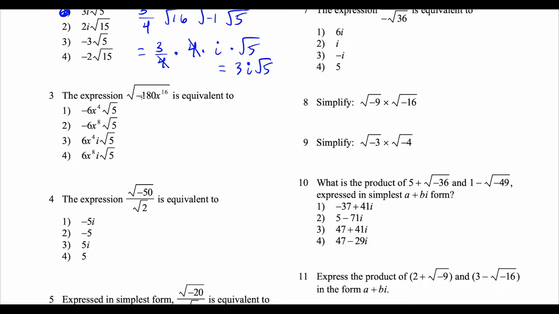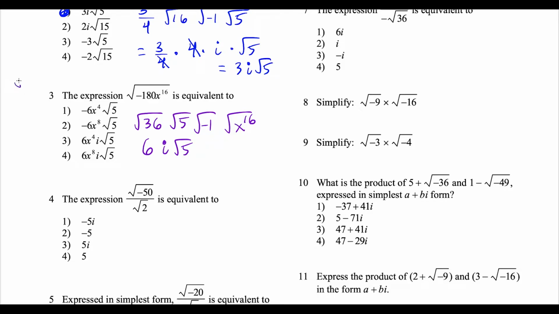Looking at this expression, we have the square root of -180x to the 16. For this question, I would break this down, first starting with 180. That's 36 times 5, and 36 is the biggest perfect square factor of 180. Then we have the -1, and the square root of x to the 16. So now we start simplifying this. The square root of 36 is equal to 6. Then we have radical 5. The square root of -1 is i. And now we have the square root of x to the 16.